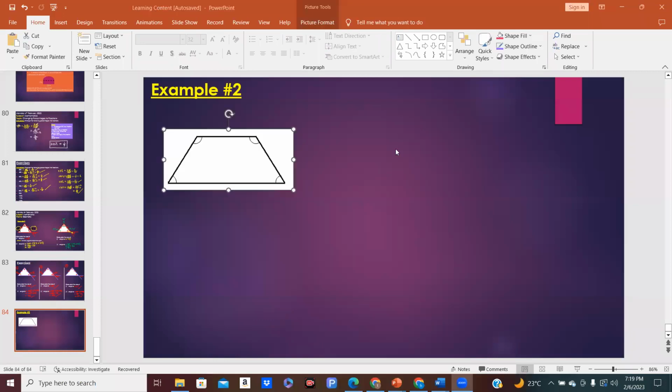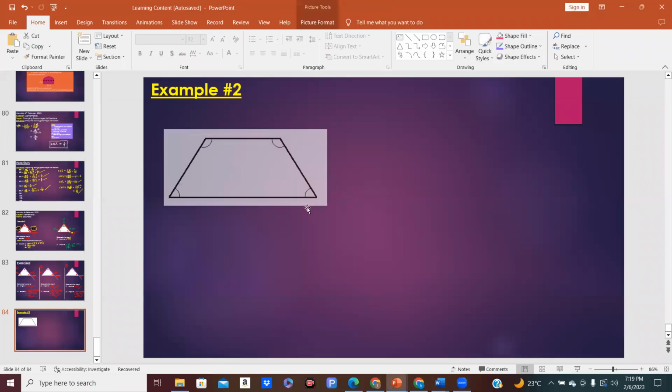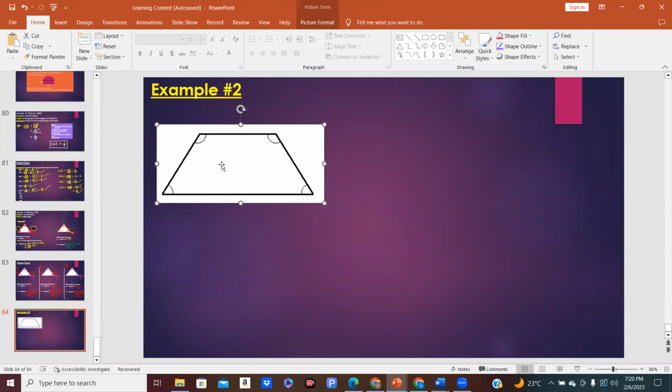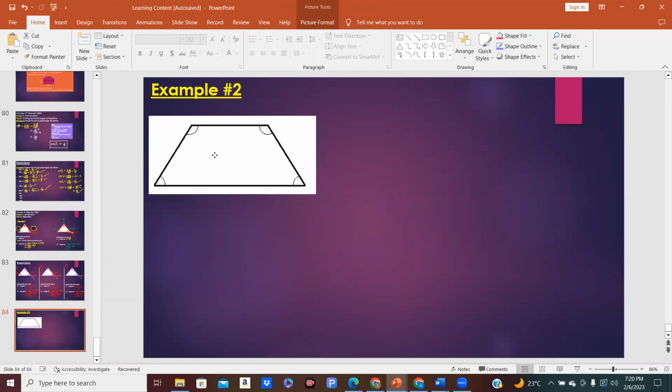All right, so what shape is this? Trapezium. Trapezoid, my bad. Yes, I heard Serenity say it first. It is a trapezoid. What's another word for trapezoid? Trapezium. Very good. Now a trapezium is a quadrilateral.